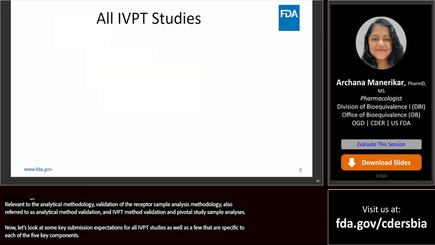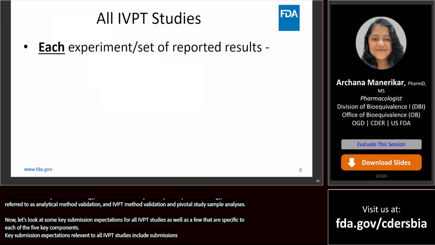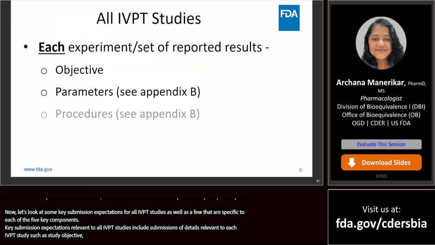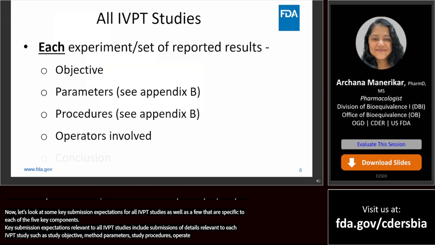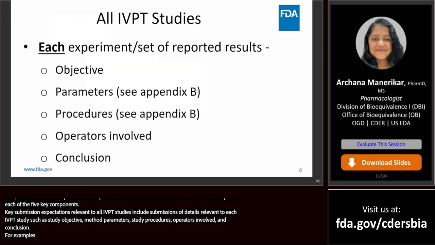Key submission expectations relevant to all IVPT studies include submissions of details relevant to each IVPT study, such as study objective, method parameters, study procedures, operators involved, and conclusion. For examples of IVPT method parameters and study procedures, please refer to Appendix B provided in the PDF of these slides.